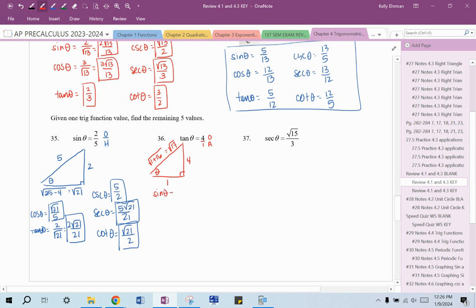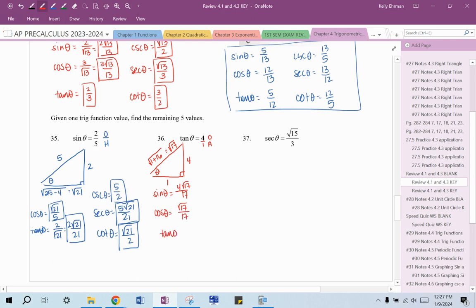So sine theta is opposite over hypotenuse. It's going to be 4 over radical 17, so I'm just going to rationalize right away. Cosine of theta is 1 over radical 17. So instead of 1 over radical 17, I'm going to rationalize right away.